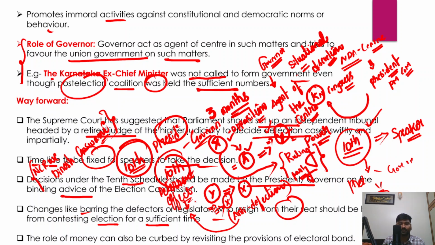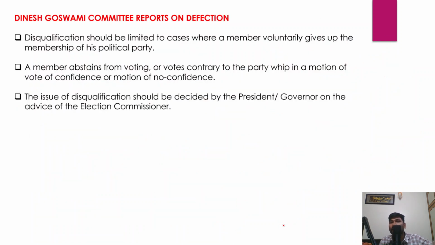On the members. And in fact, the role of money can also be curbed by revisiting the provisions of the electoral bond scheme as well. So in this context, what has the Dinesh Goswami committee recommended with respect to the anti-defection law? We'll try to understand, because the Dinesh Goswami committee also made certain recommendations with respect to defection. So disqualification should be limited to cases where a member voluntarily gives up the membership of his political party, right?